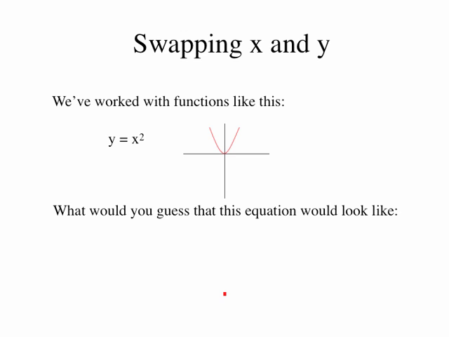What would you guess that the equation x equals y squared looks like? Well, if your guess was that the equation would look like this, you were indeed right. When we switch x and y, it's like we're flip-flopping our x and y axes, and we rotate our graph by 90 degrees.